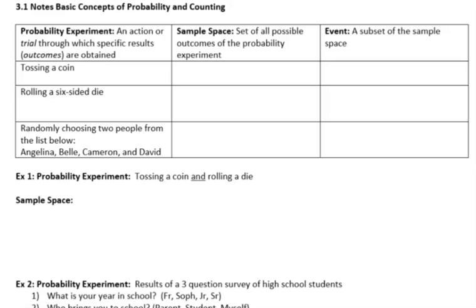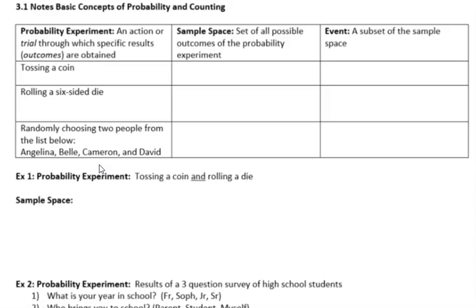In our study of probability, we're going to start out learning how to count things, because counting is essential to understanding how to do probability. So let's define a few terms. A probability experiment is an action or a trial through which specific results are obtained. Something like tossing a coin or rolling a six-sided die or randomly choosing people from a list. Those are all probability experiments.